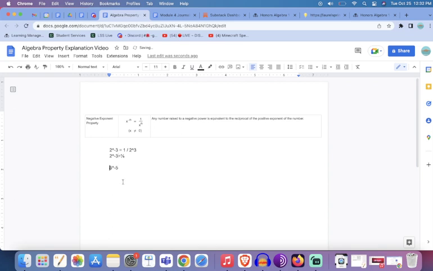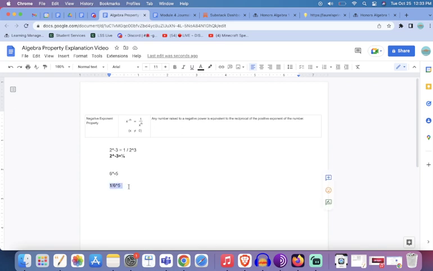Now let's do this with a little bit more of a complicated problem. 6 to the power of negative 5. If we want to do this, we would obviously make the exponent positive. So we would have 6 to the power of 5, and then make it the denominator with 1 as the numerator. So this would be the final answer to this problem.